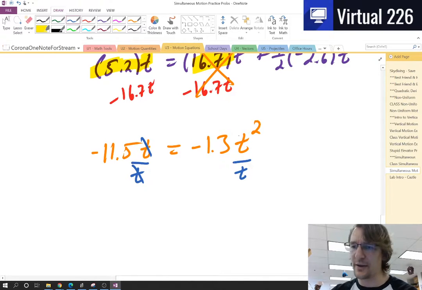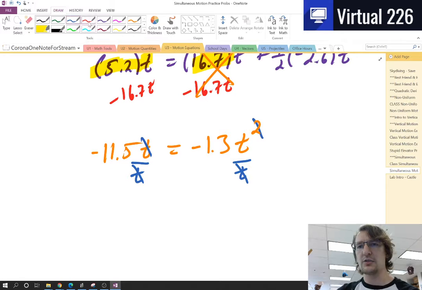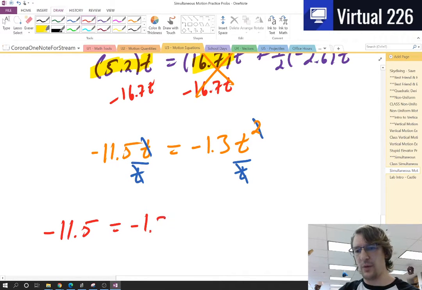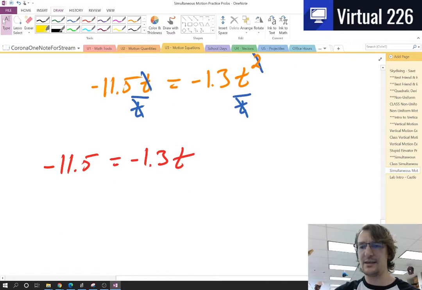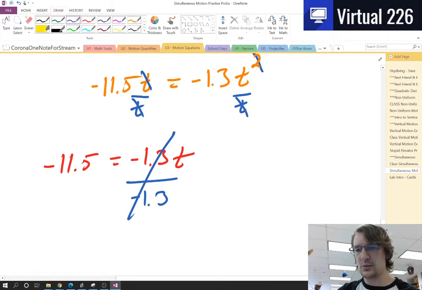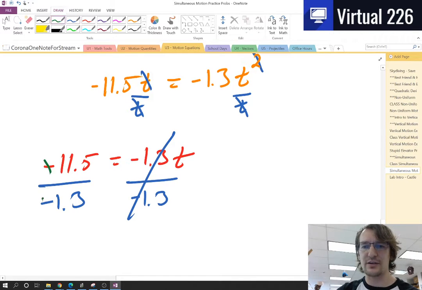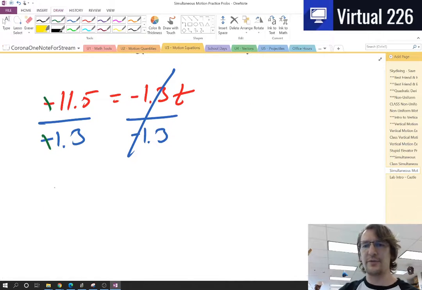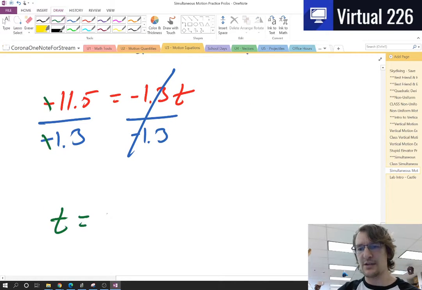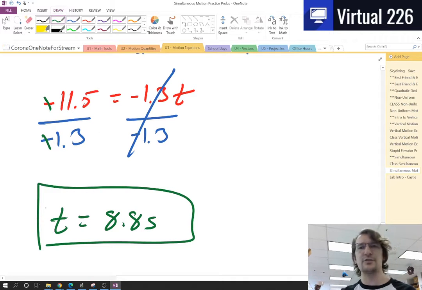And by doing this, by dividing by t on both sides, I get rid of that t squared with the t down below. So all I have now is negative 11.5 equals negative 1.3 multiplied by t, and now we can divide by the negative 1.3. We see our negatives here divide out, which is nice. And we end up finding that the time here is just 8.8 seconds. Okay, so that's our answer to part A.